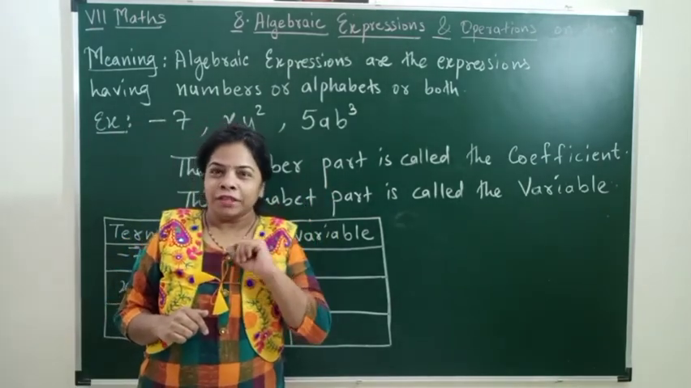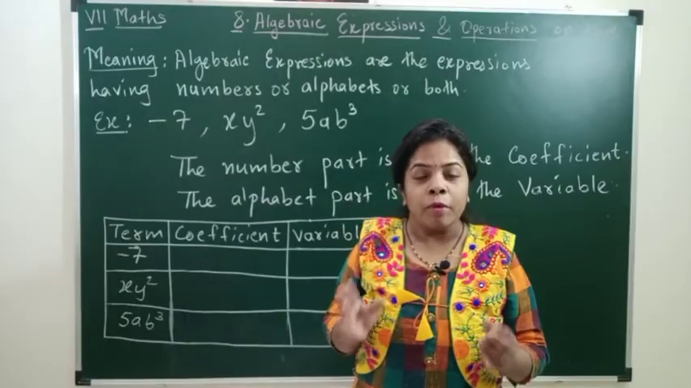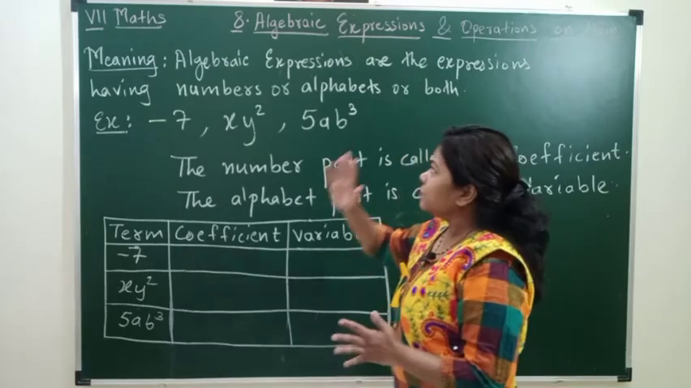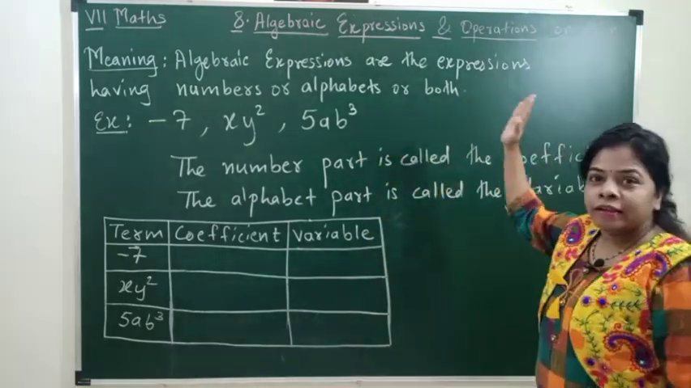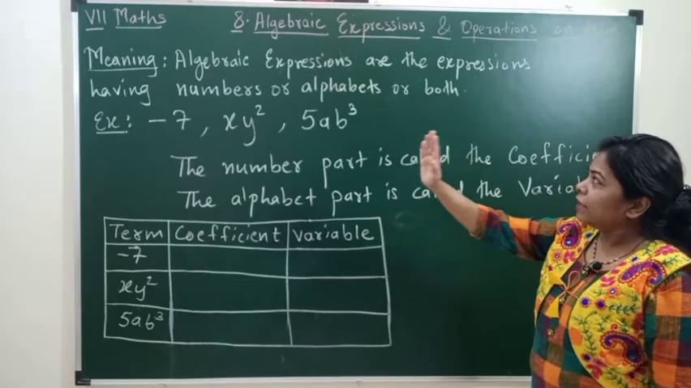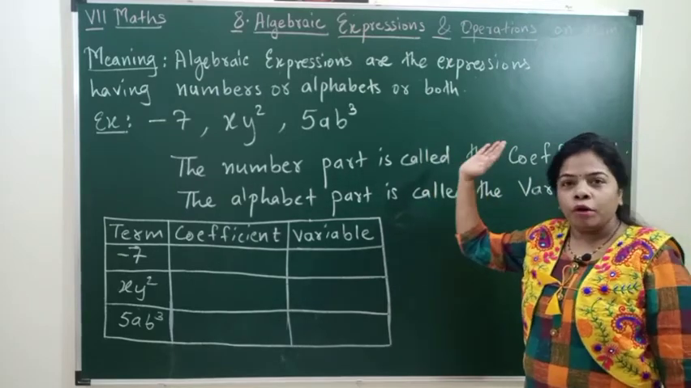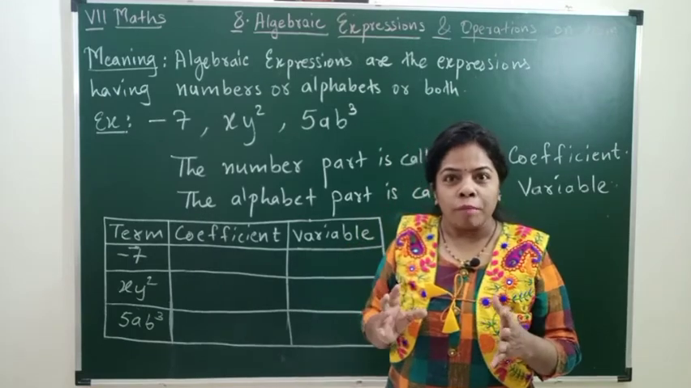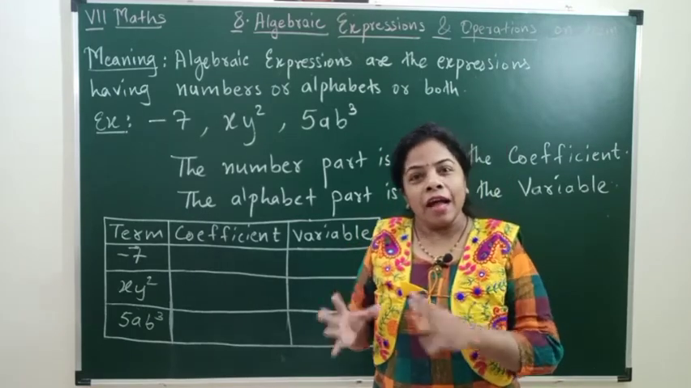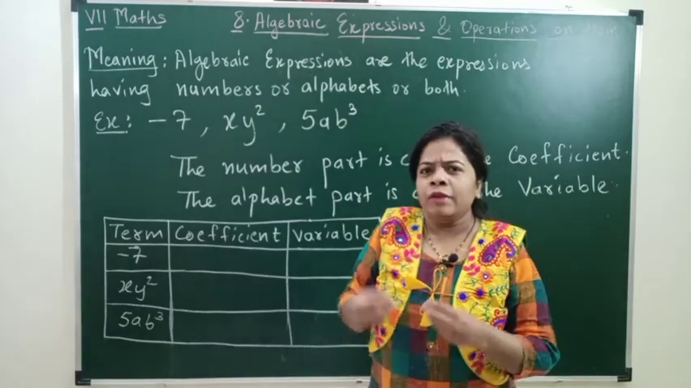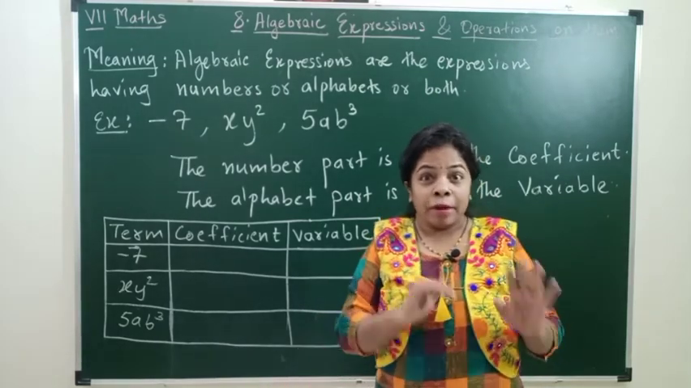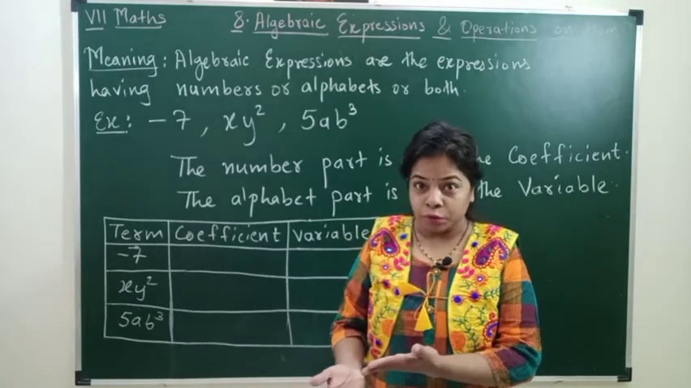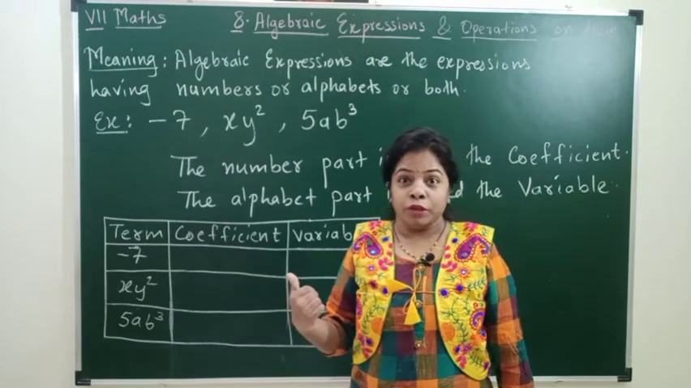Expressions and operations on them. Whenever we talk about algebraic expressions, the simple meaning says algebraic expressions are the expressions having numbers or alphabets or both. Which means algebraic expressions are a combination of numbers and alphabets. Sometimes you will have just a number, that's called a number also, but we can consider it as an algebraic expression also, and it will have alphabets also.